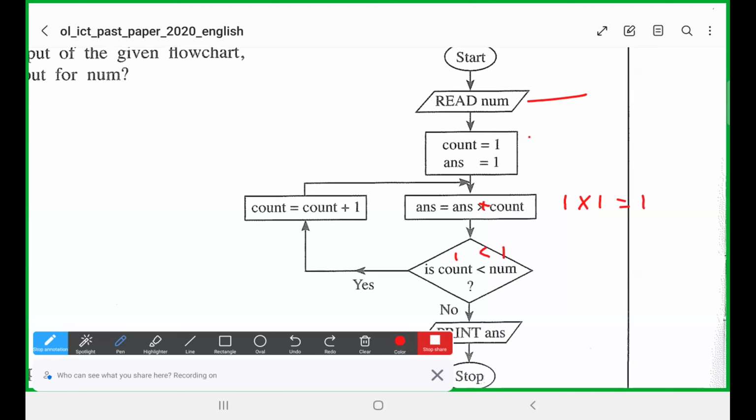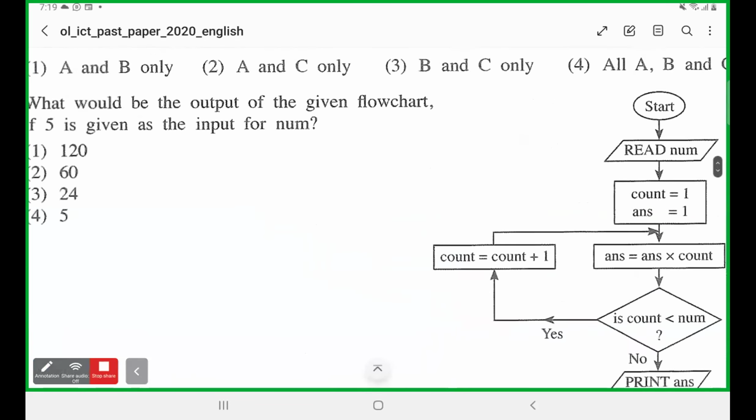Yes, very good. Here count is 1 and answer is 1. Our next step is to find answer, not num. Answer equal 1. Now answer is also 1. Then 1 less than 1? No. So you go out. Print answer, it's 1.